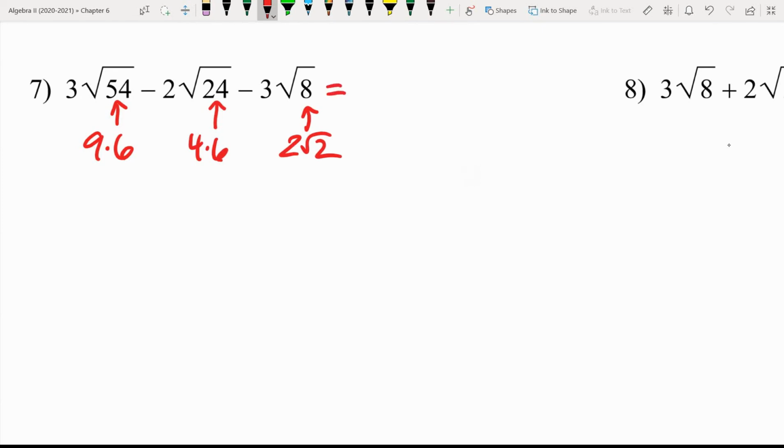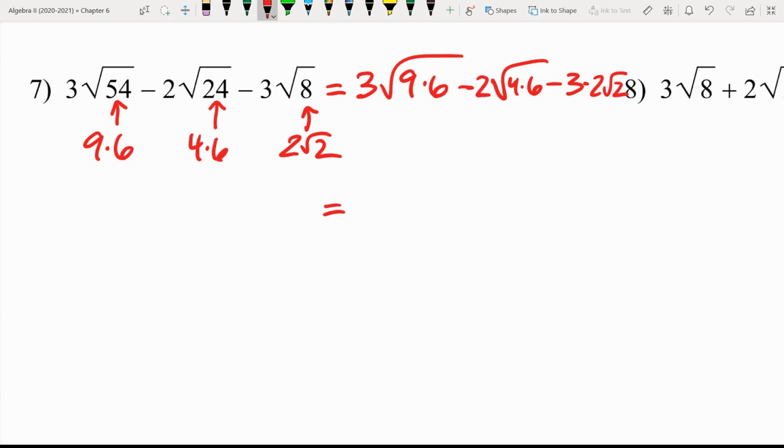So I can rewrite this that way. I can say that this is 3 times the square root of 9 times 6, minus 2 times the square root of 4 times 6. And then at the end, it's going to be minus 3 times 2 square root of 2.